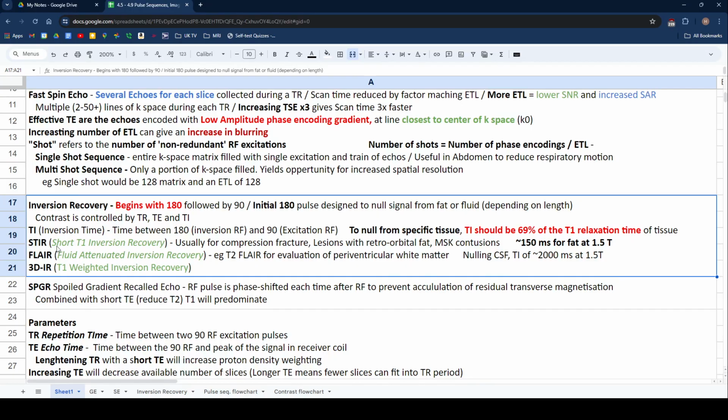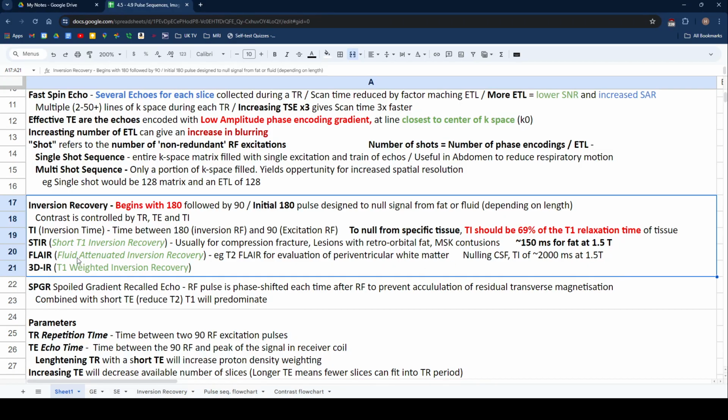So STIR is a short T1 inversion recovery, usually for compression fractures, lesions with retroorbital fat, MSK contusions. So about 150 milliseconds for fat at 1.5 Tesla.